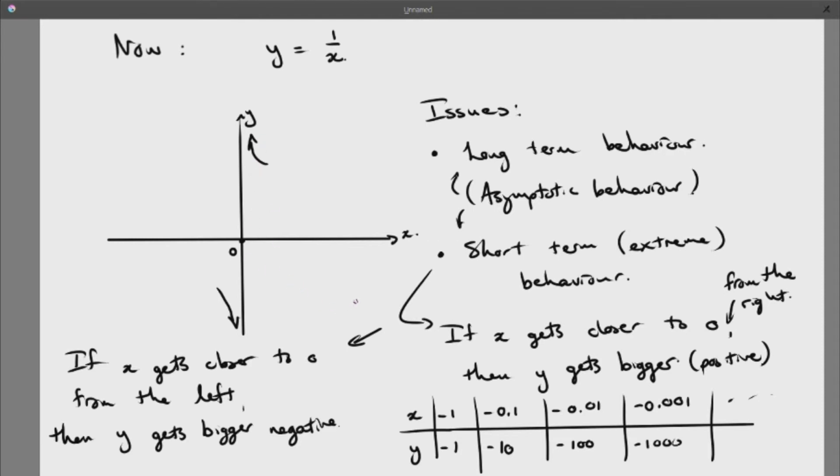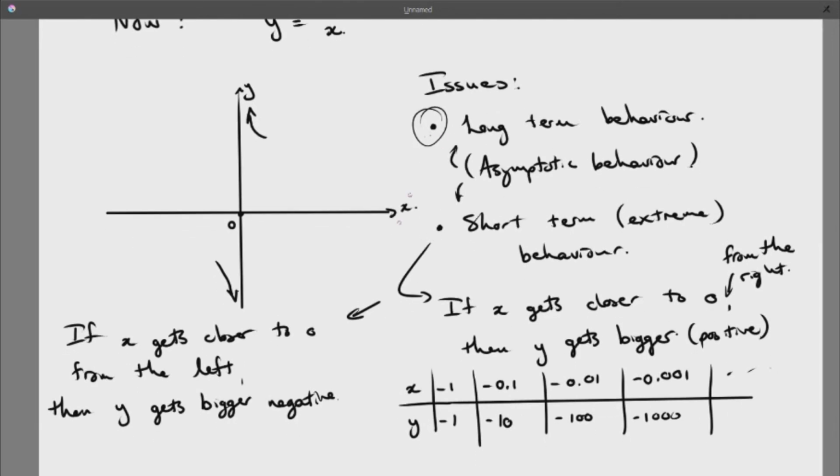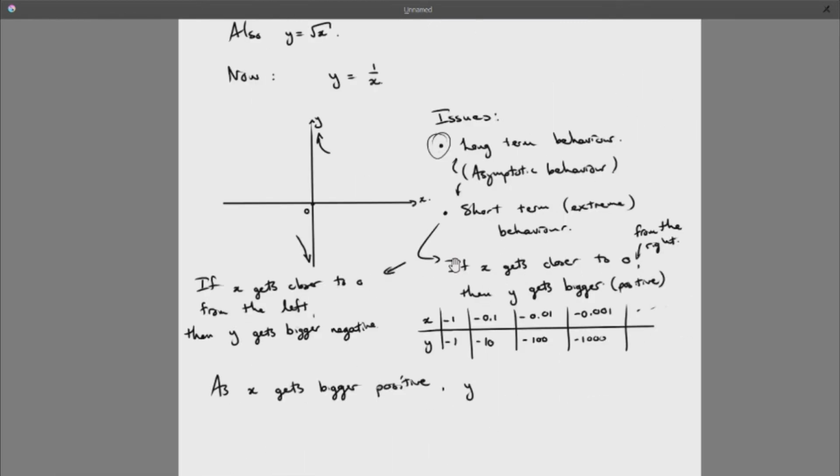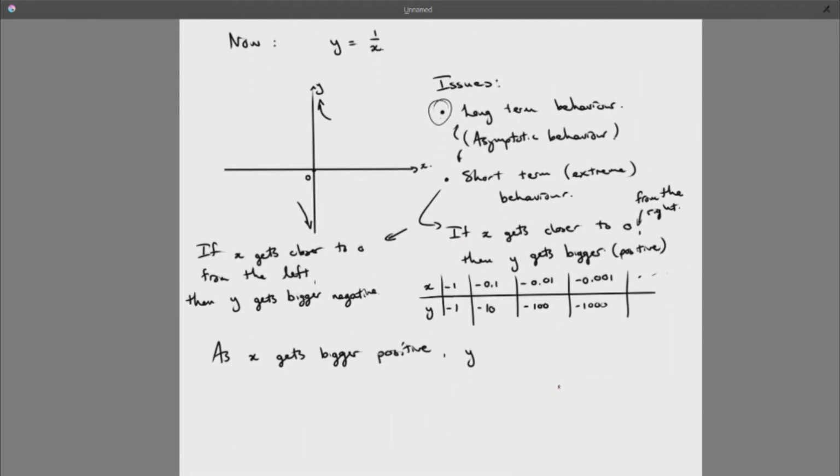But I also want to know what happens if I go far to the right, far to the left, the long-term behavior. So I'll do this next, this bottom one, or this top one at the bottom. So there are two more questions. As x gets bigger, positive, that's how I'll say it, y does what? Well, I look at my function, zoom out a little. There's my function over there, 1 over x.